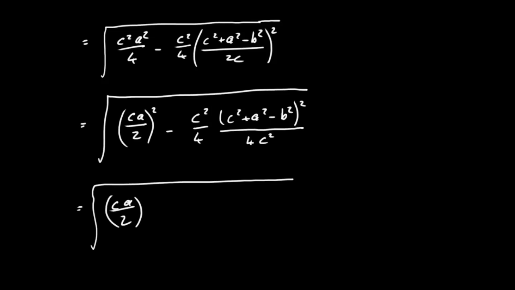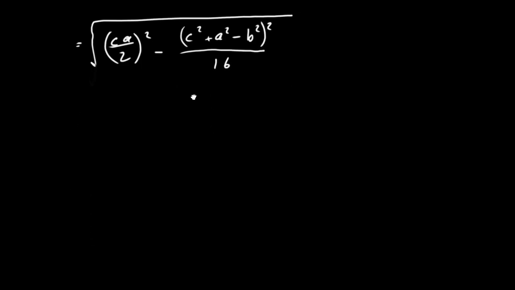(ca over 2) all squared minus, here now you can see you've got a c squared here and you've got a c squared here, and we end up with 4 times 4, which is 16. So I end up here with (c squared plus a squared minus b squared) all squared, and then on the bottom here I end up with 16.